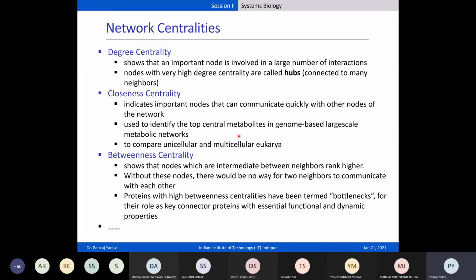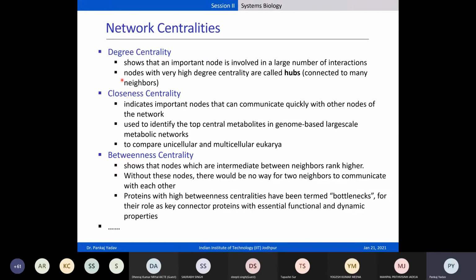the network. There have also been studies comparing unicellular and multicellular eukarya based on this closeness centrality property. So there are some studies that have been done. Though these properties are very simple, they have been used extensively in biology, and they have given many informative insights in solving many biological problems.